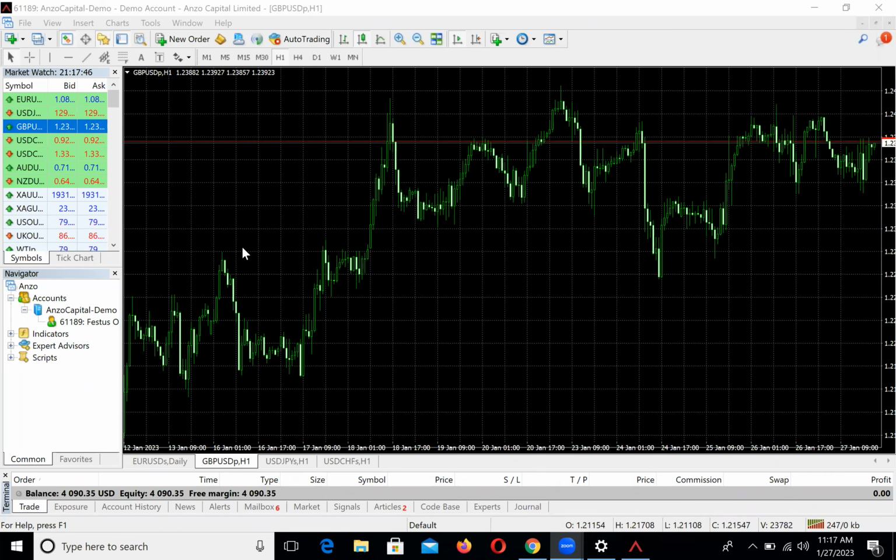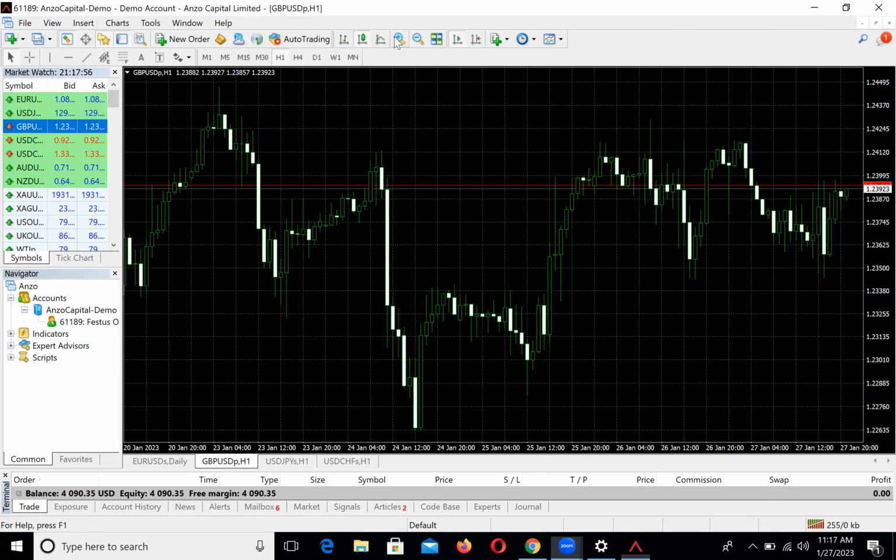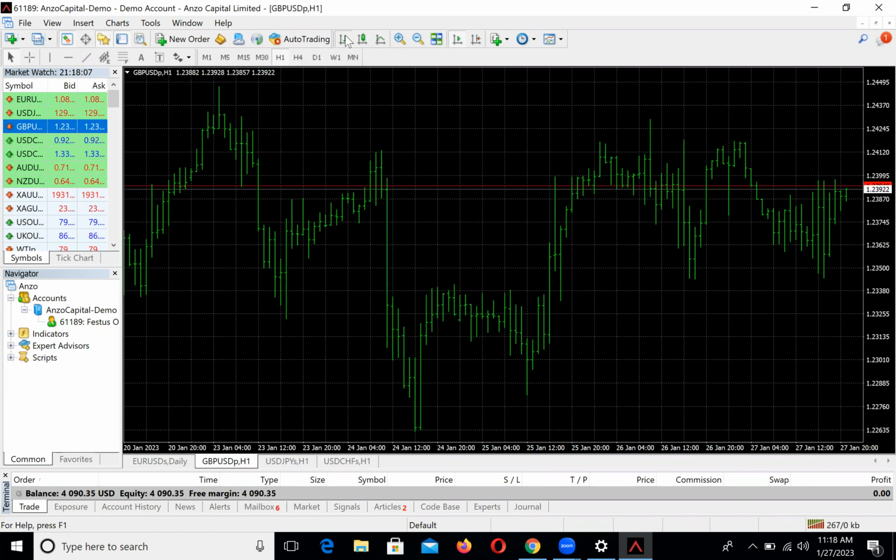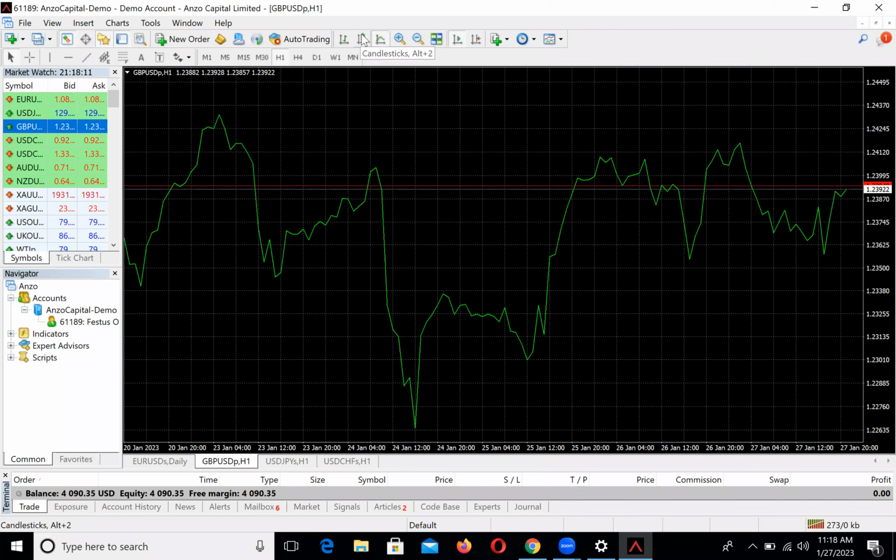All right, so as you can see, this is the chart. These are candlesticks. Let me zoom in so you guys can see properly what the chart is right now. Sometimes when you download your MT4, it won't start showing candlesticks. Some of them will start showing bars, then line. So you can just change it to candlestick here. This is the candlestick option here.